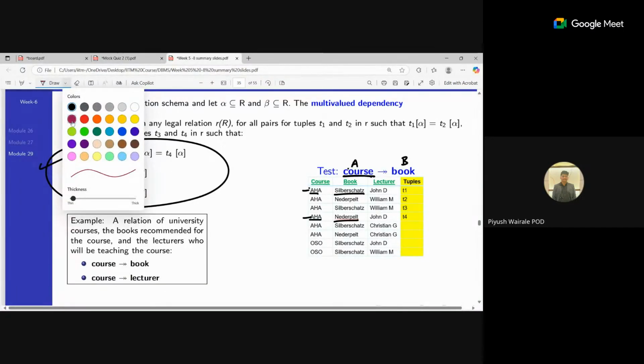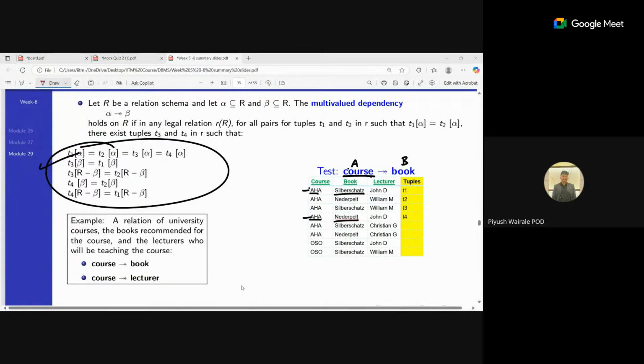So this will become Netherpelt, and this will become Silverstack. Now we have two new rows. AHA, Netherpelt, John D: is this present in the table? Yes, sir, it is present. And what about AHA, Silverstack, John D? Already it is present, right?